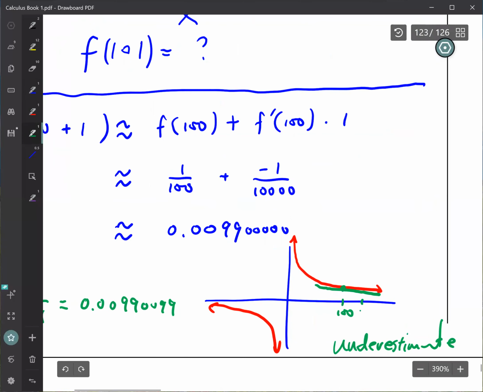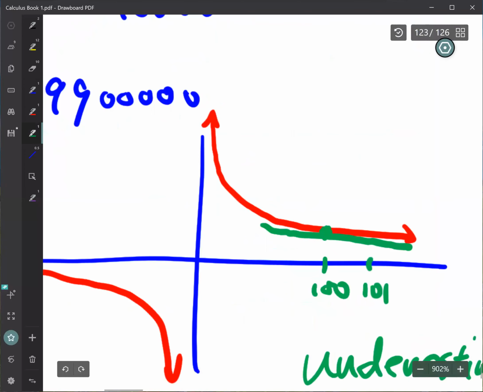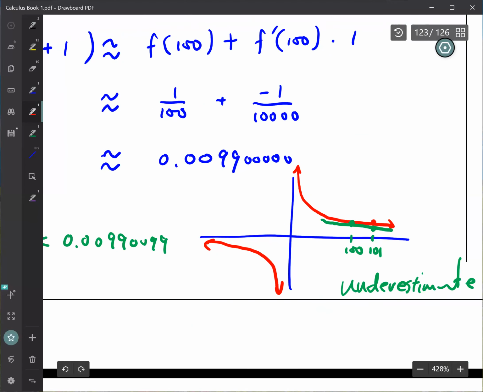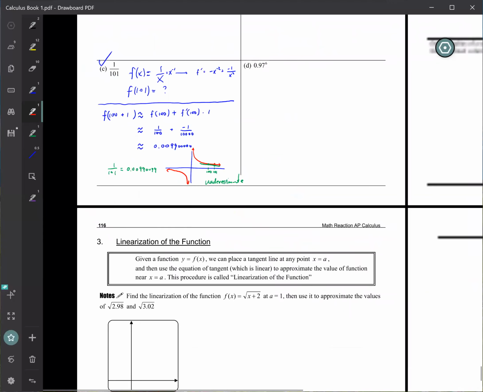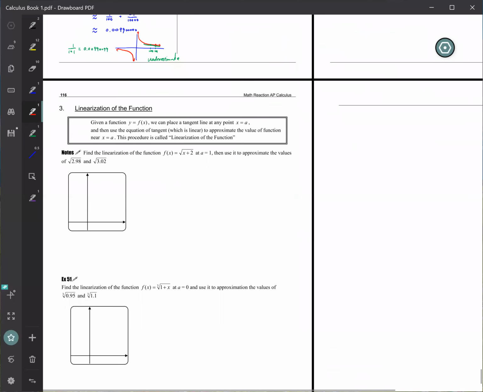So 101, let's say here, right? So you have a green dot, right? Let's zoom in. Green dot is here, which is lower than the red dot at 101. Okay, so you get an underestimate. Okay, I want to squeeze the last little bit of this application. Go to page 116, please.